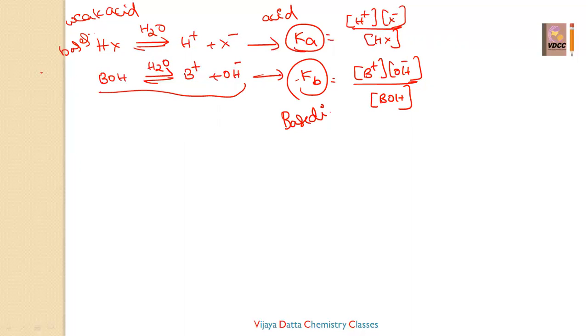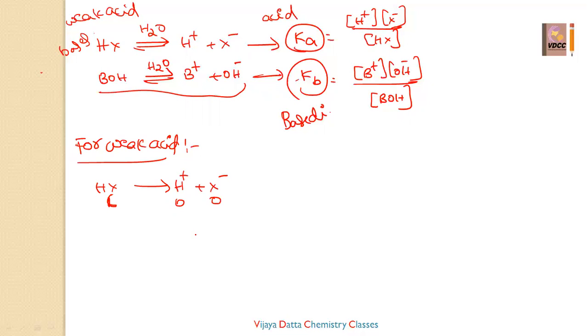So for weak acids, I am taking the weak acid HX, which gives rise to H plus and X minus. Initially its concentration is C, and the initial concentration of the products is 0, 0. Here I am taking the degree of dissociation as alpha. How much have they dissociated? C alpha has dissociated.